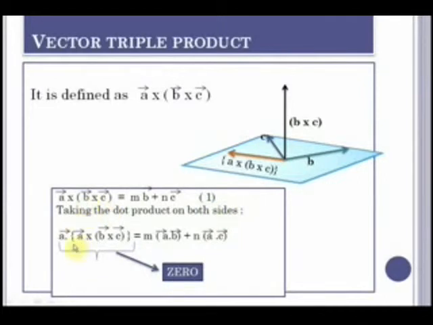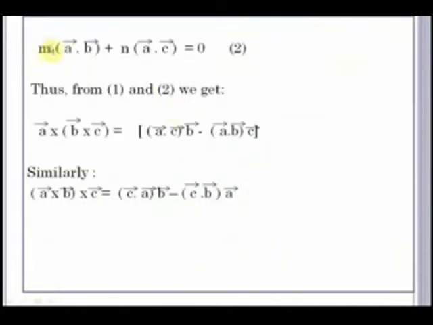So A dot A cross B cross C would be equal to M times A dot B plus N times A dot C. Now this vector A cross B cross C is perpendicular to the vector A. Therefore their dot product would be equal to 0, as the angle between these two vectors is 90 degrees. Thus this would be equal to 0, and hence we get M times A dot B plus N times A dot C is equal to 0. Let us say this is equation number 2.